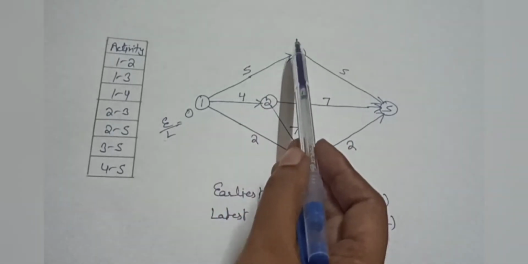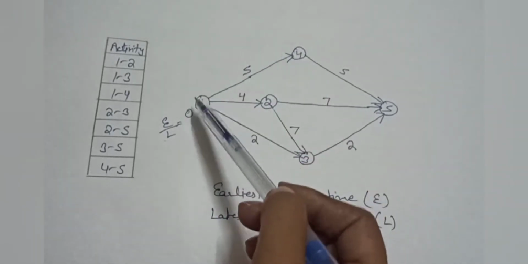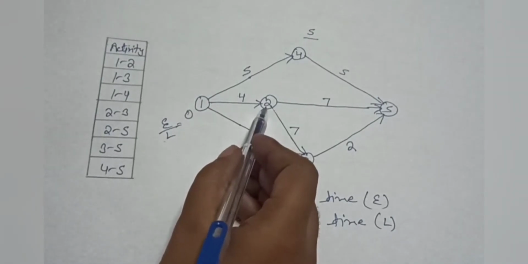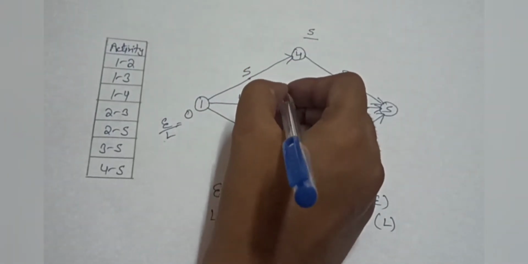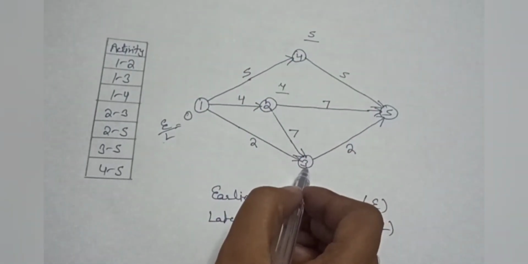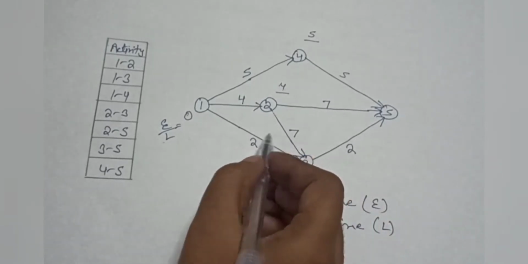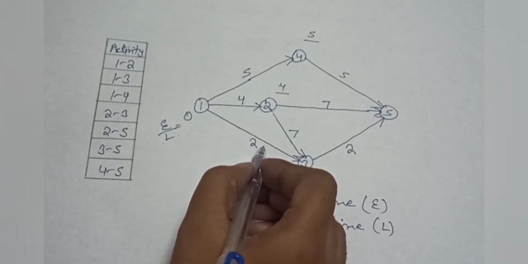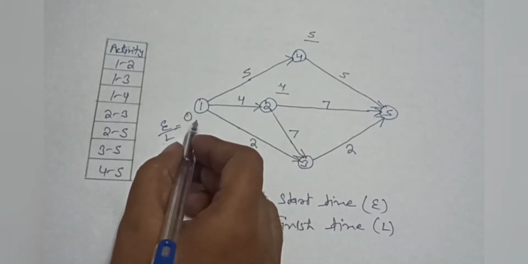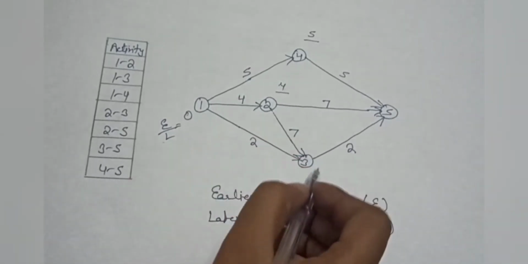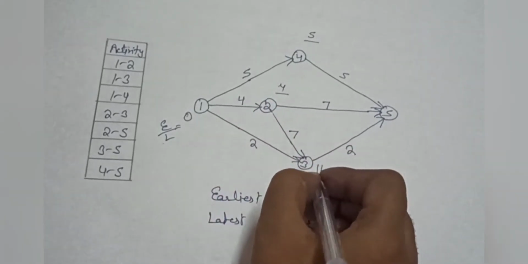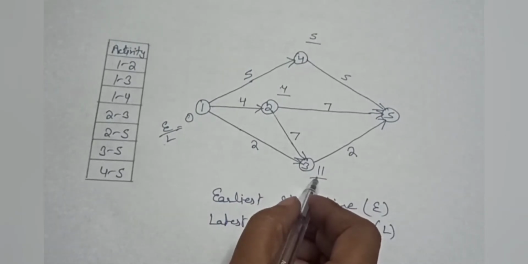Now we will calculate the E value for this node. So 0 plus 5 is equal to 5. So the E value is 5. For this node, 0 plus 4 is equal to 4. For this node, you can see we have two activities. We will select the maximum of both of these. So 0 plus 2 is equal to 2, 4 plus 7 is equal to 11. So we will write 11 here because 11 is the maximum.